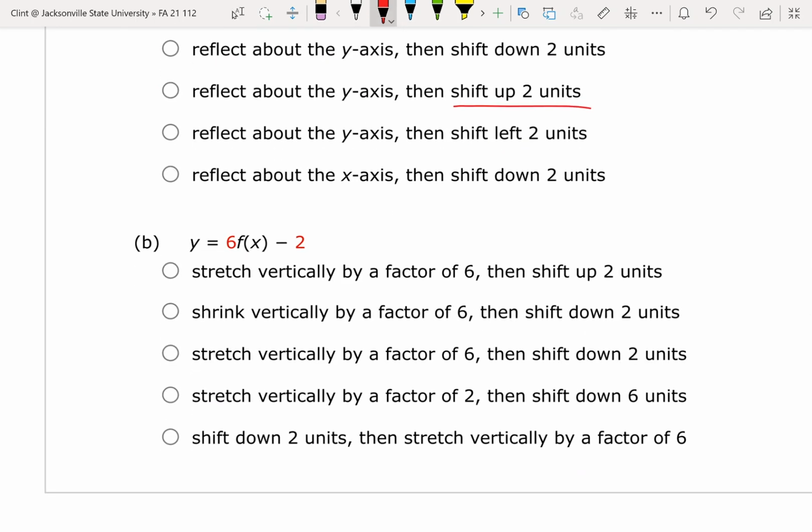Last one here, we know we're going to go down 2 units. So that narrows it down to those 2. And this times 6 out in front of the whole thing, since that number is bigger than 1, means we're going to stretch by a factor. Here we're stretched by a factor of 6 and shifted down 2, so our third choice.